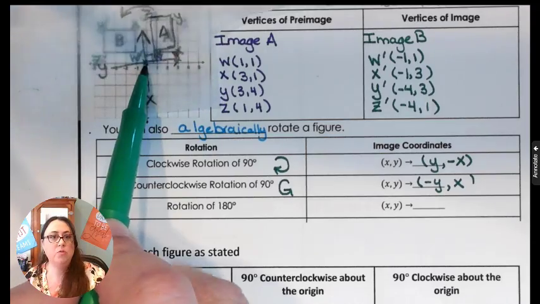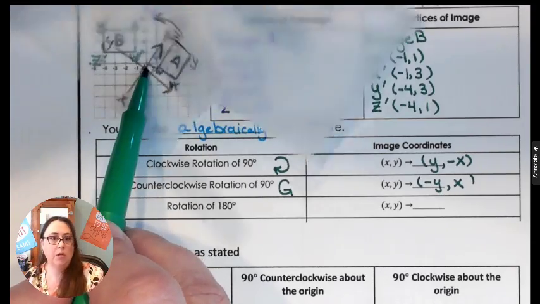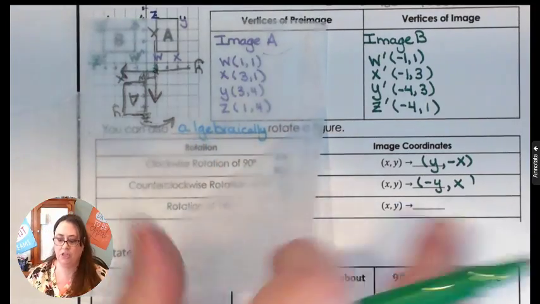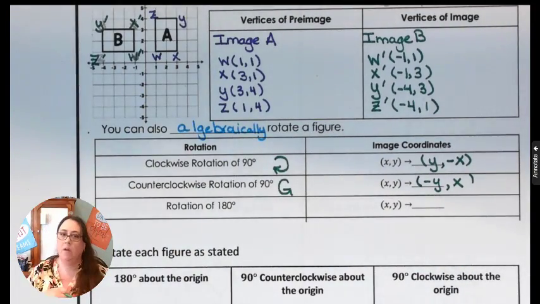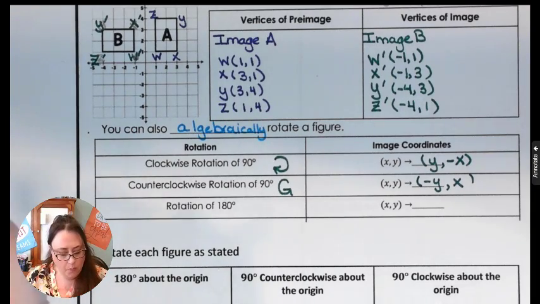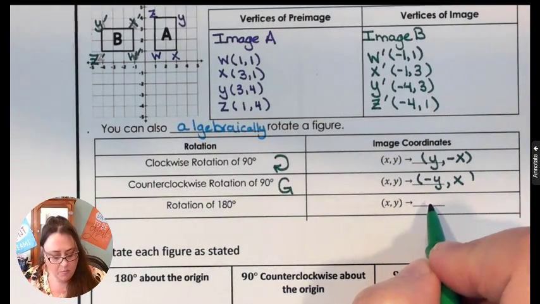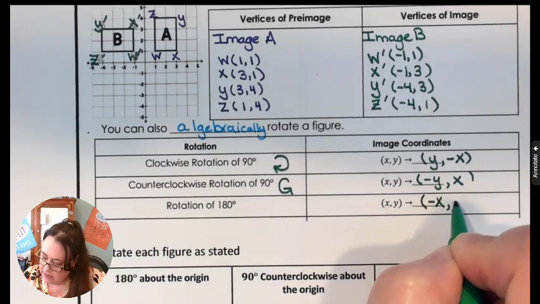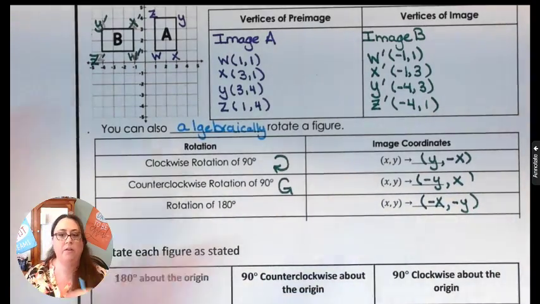But what if I go 2 clicks clockwise? 1, 2. I end up in the same position. So it doesn't matter if I go clockwise or counterclockwise, I'm going to do the same thing. And when I go rotating 180 degrees, I am going to do the opposite of X and the opposite of Y, but they're not going to switch places.